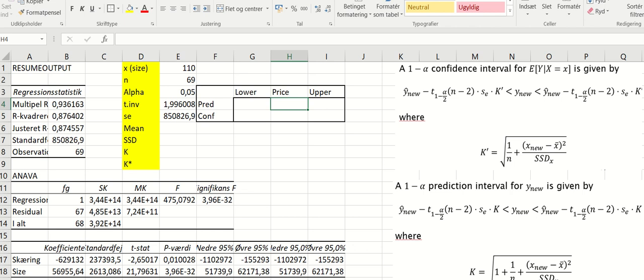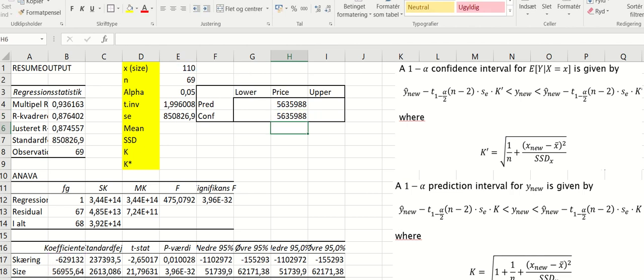So let's have a look at the price. The price is of course the size of our apartment multiplied by the value for each square meter plus the intercept. So here it is. Our 110 square meter apartment will cost around 5.6 million. Again, we're just going to use this here: it's 110 times the value plus the intercept.